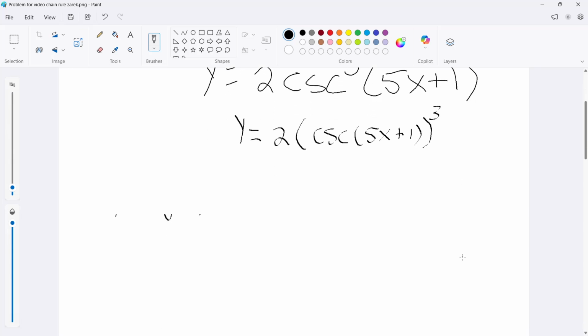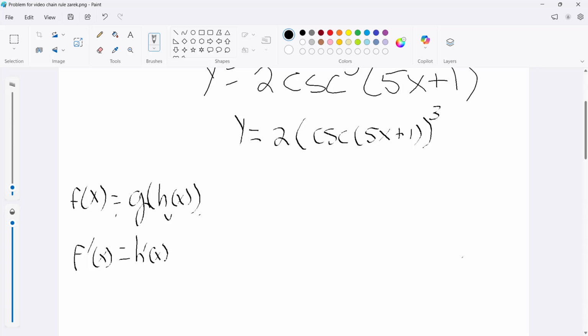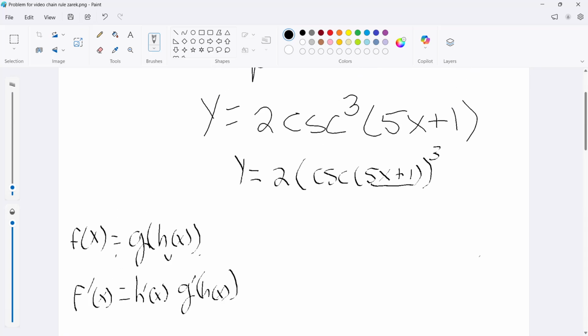So remember the chain rule is this. If I have f of x equals g of h of x, some function inside another function, then the derivative is going to be the derivative of the inner function times the derivative of the outer function. So I've got this going on twice here. I've got 5x plus 1 inside the function cosecant, inside the function of 2 times cosecant 5x plus 1 raised to the third power. So I got to do this 3 times.